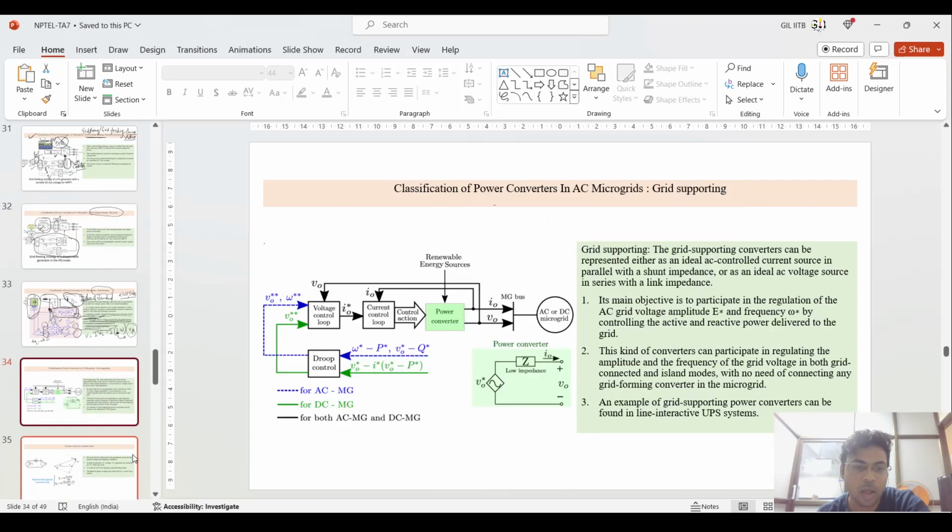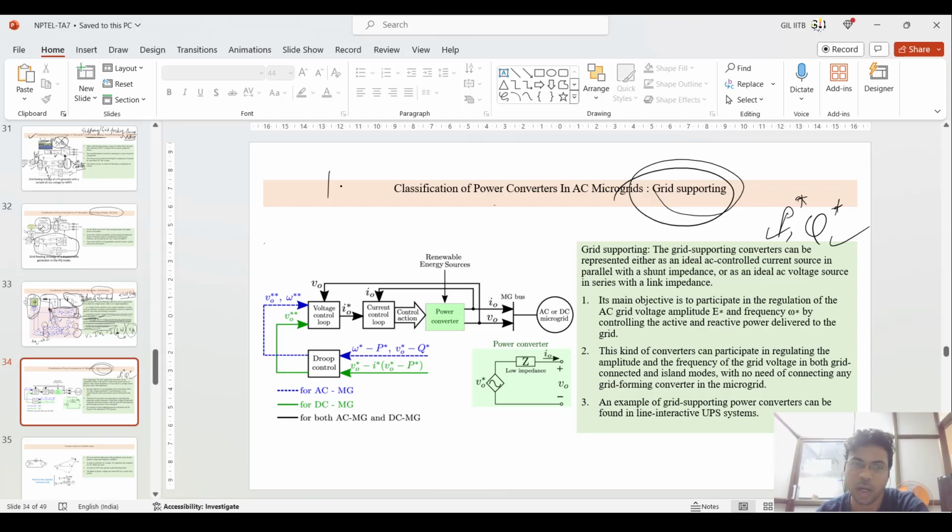So coming to the last topic, that is the grid supporting. Grid supporting is such that you only need the P and Q difference reference. What amount of power P should be generated and what amount of Q should be generated. Only that particular difference is what you need.